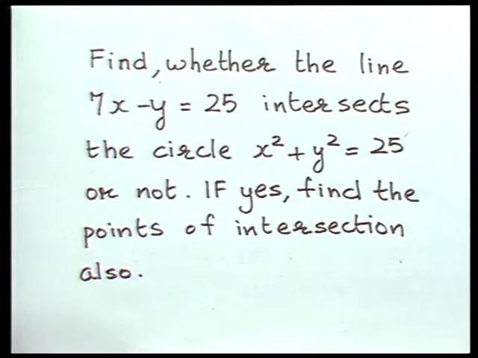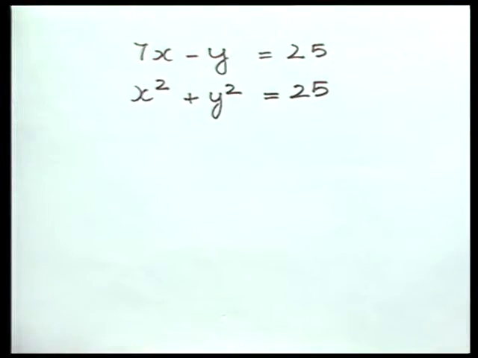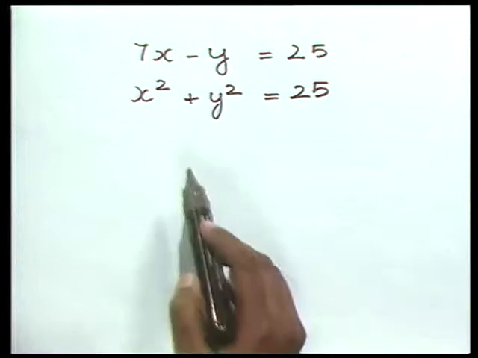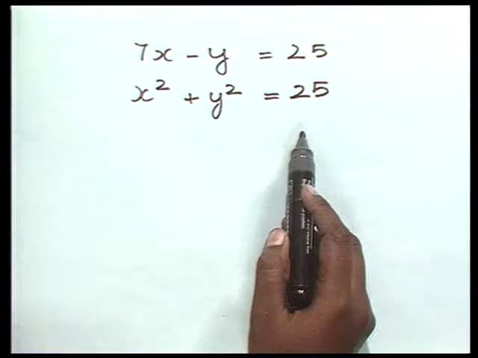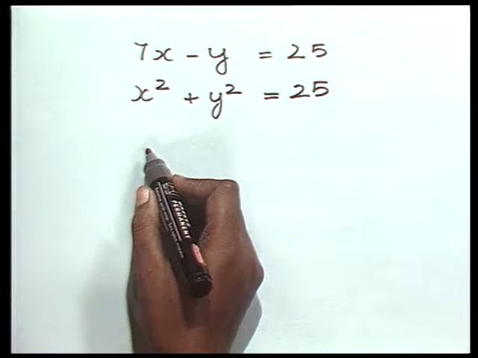Find whether the line 7x minus y is equal to 25 intersects the circle x square plus y square is equal to 25 or not. If yes, find the points of intersection also. Ma'am, here the equation of the line is 7x minus y is equal to 25 and the equation of the circle is x square plus y square is equal to 25. But how can we solve these equations? Look here, we do it by the elimination method.